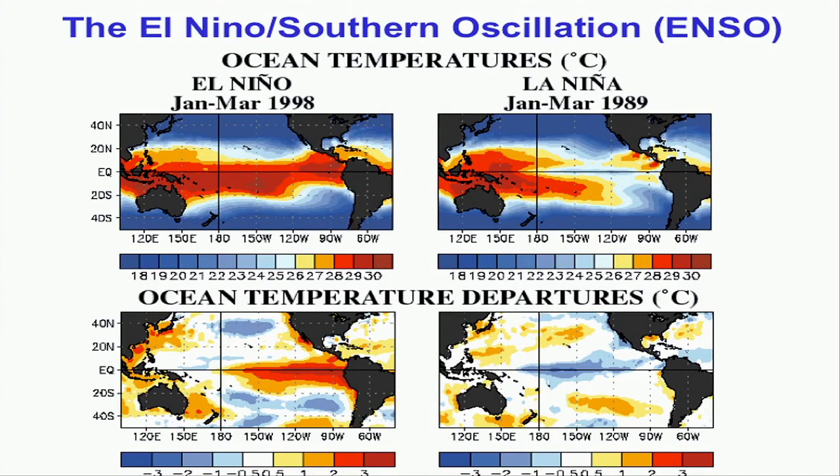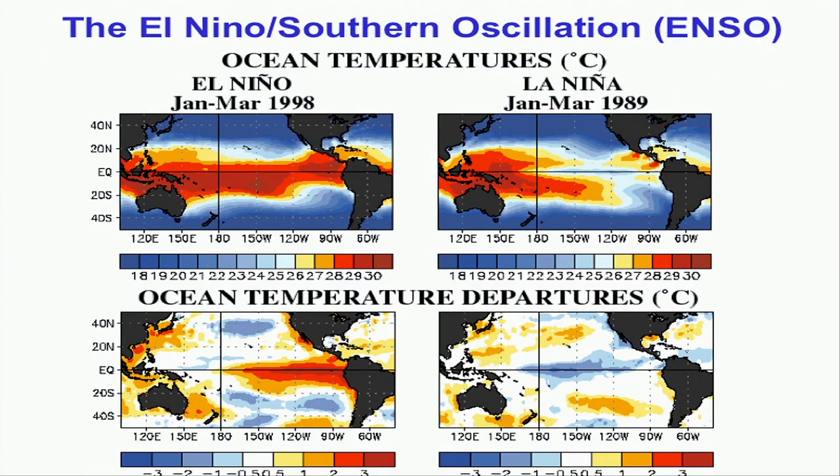So remember, during strong El Niño events, which is shown here, this is an example in January-March 1998, the temperatures are much more uniform across the globe, and that one on the right is strong La Niña from January-March 1989, the temperatures are much cooler.